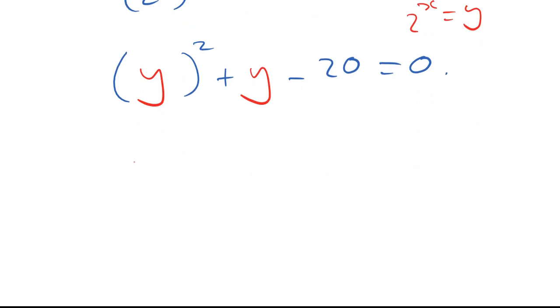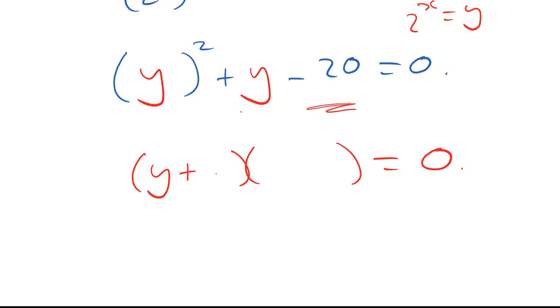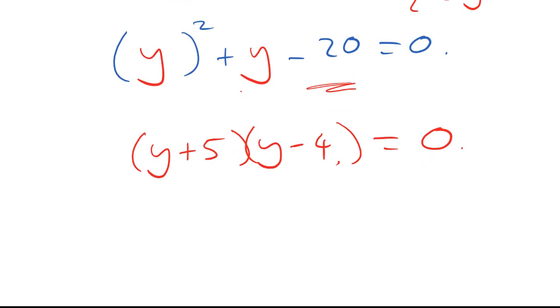Let's use the red pen and think about it in terms of y. What 2 numbers multiply to make minus 20 and add to make 1? Well, we're going to have a positive 5 and we're going to have a negative 4. So therefore, our solutions are y is equal to minus 5 or y is equal to 4.